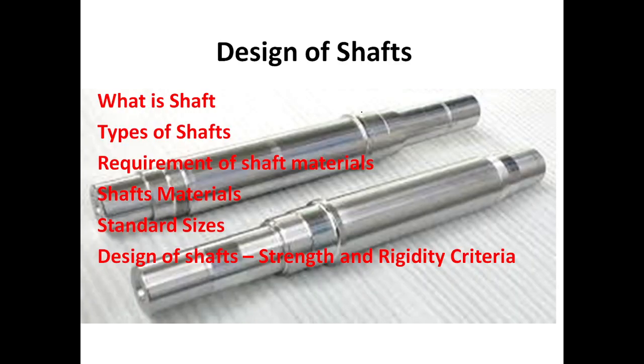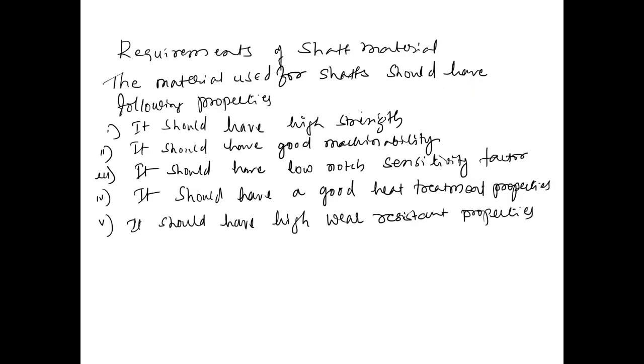Now let us go for shaft materials. You're going to get some standard shaft materials. Based on Indian standard designation, the preferred steel materials for manufacturing of shafts are: one is 40C8, second one is 45C8, next 50C4, and 50C12.